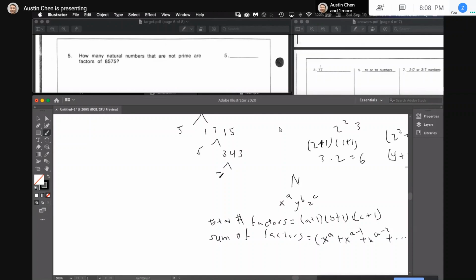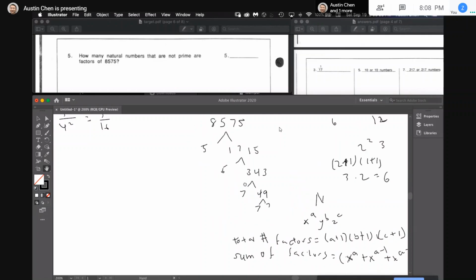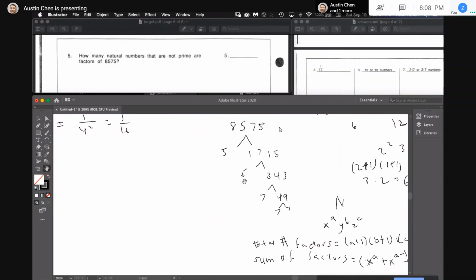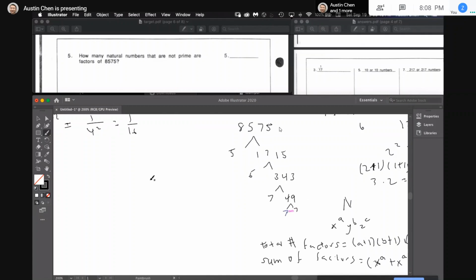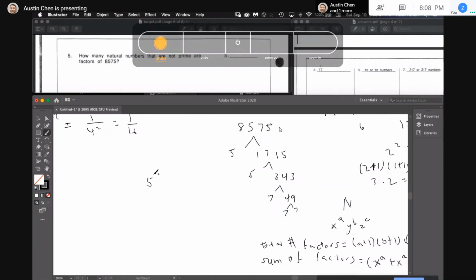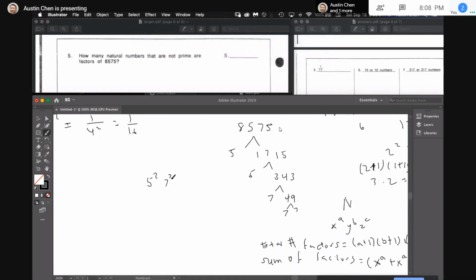So if we take out a 7 there, that's going to be 49. 63 is 9, and 49 is going to be 7 squared. So if you didn't know that 343 was 7 cubed, then you could just test some primes that go into 343, and 7 is pretty low, so yeah. Okay, so our prime factorization of 8575 is 5 squared times 7 cubed.